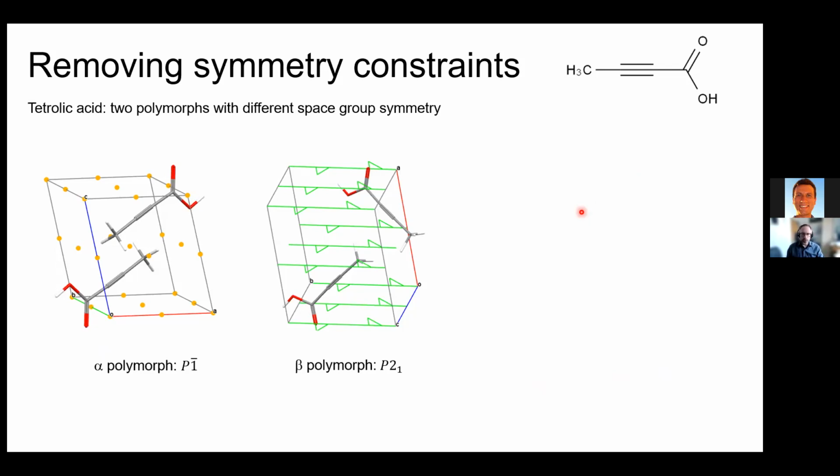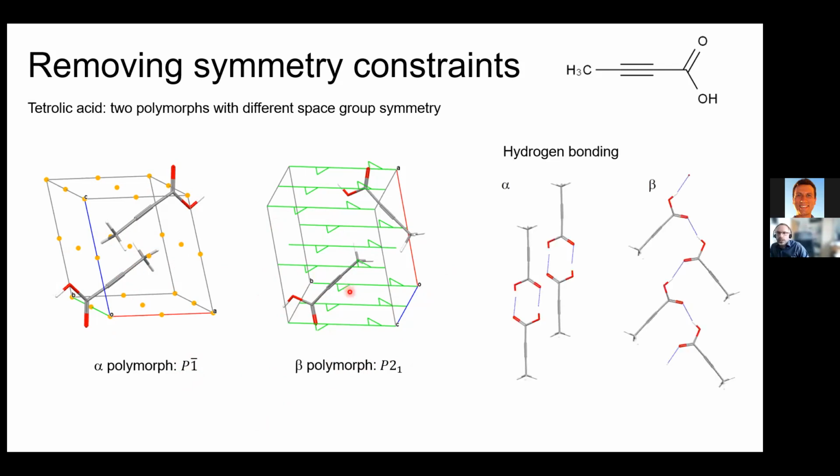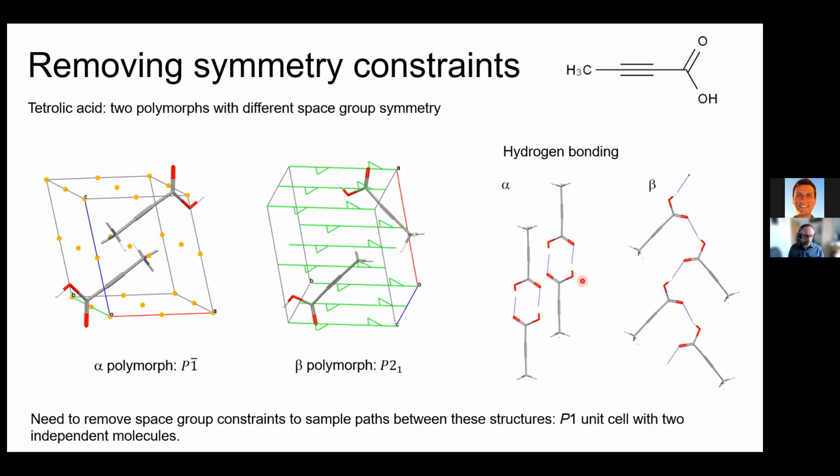And for tetralic acid, these are the two known polymorphs, alpha and beta. They sit in different space group symmetries. This one, alpha, is space group P1 bar, so it just has inversion centers relating molecules, whereas the beta polymorph has screw axes. So if you applied inversion centers to your sampling, you would never be able to get from alpha to beta. We need to now do the calculations with no space group symmetry constraints. The other interesting thing about tetralic acid is it's another system where we have a change in hydrogen bonding connectivity between the polymorphs, which should impact the energy landscape that we see.